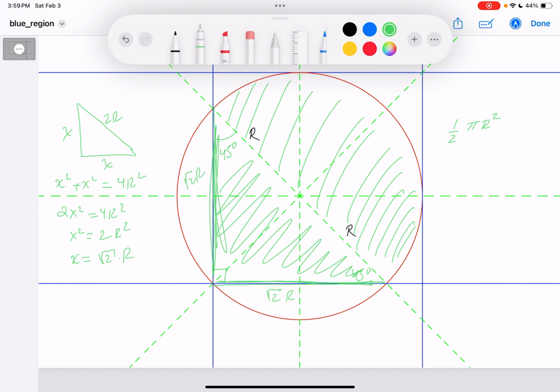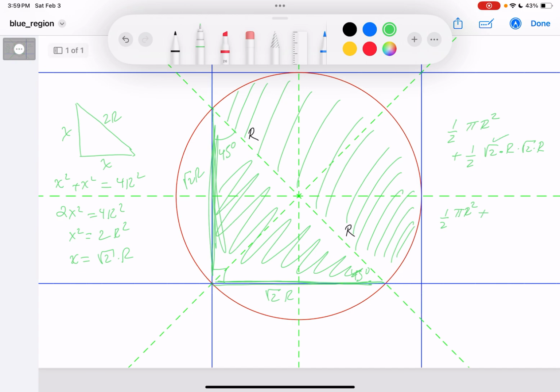So I have to add that on now. What's the area of the triangle going to be? 1/2 the base, root 2 times r, times root 2 times r. Let's simplify that. It's 1/2 pi r squared plus, well, root 2 times root 2 is 2, and the 2's cancel, so I just get plus r squared. So I need this: the area of that contained region over here.